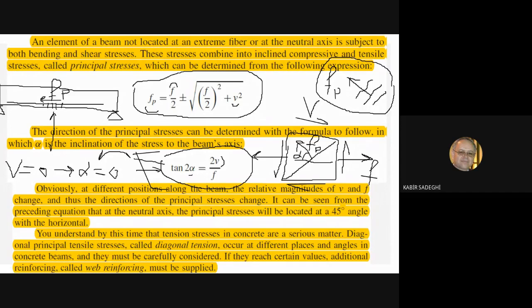But what will happen at the support? At the support, you see that F is zero. When F is zero, from the formula, tangent of alpha equals tangent of 90 degrees, because it's infinity. Alpha is 45 degrees. In this case, alpha is 45 degrees.